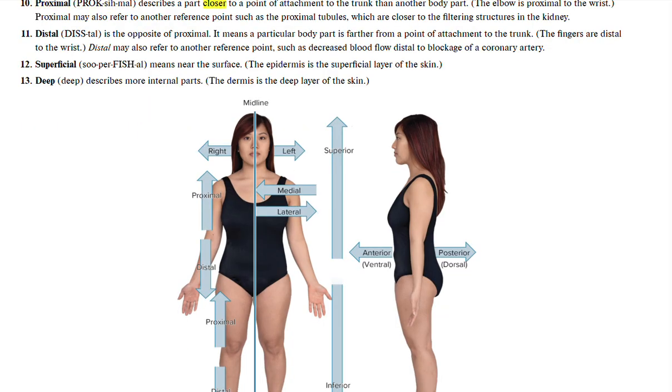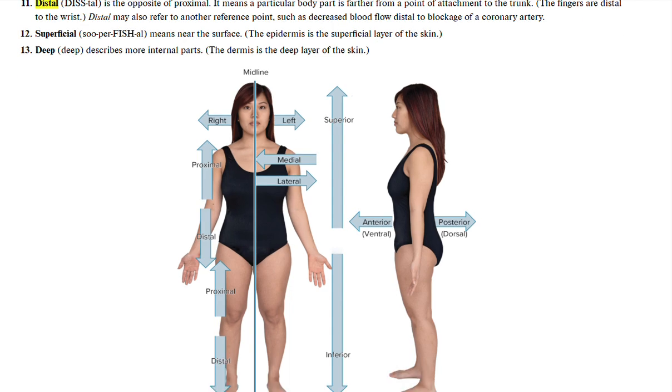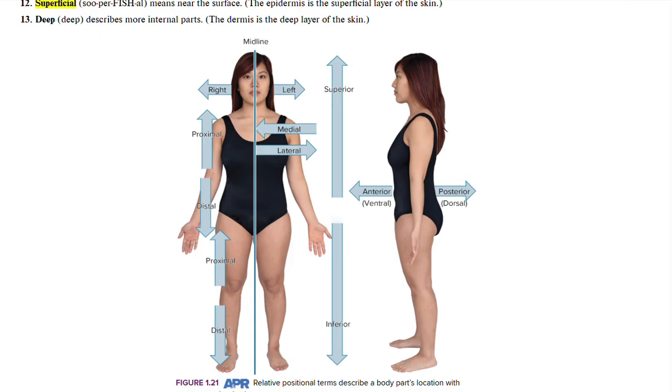Proximal describes a part closer to a point of attachment to the trunk than another body part. The elbow is proximal to the wrist. Proximal may also refer to another reference point such as the proximal tubules, which are closer to the filtering structures in the kidney. Distal is the opposite of proximal. It means a particular body part is farther from a point of attachment to the trunk. The fingers are distal to the wrist. Distal may also refer to another reference point, such as decreased blood flow distal to blockage of a coronary artery.